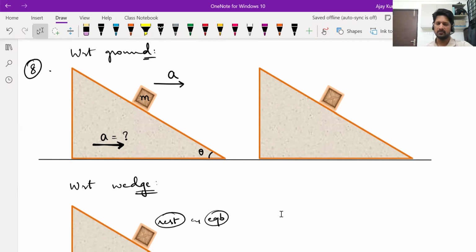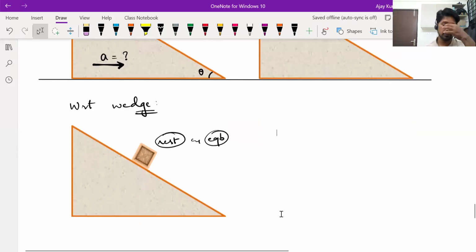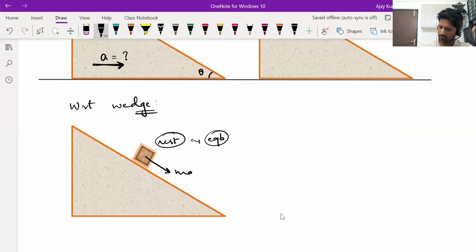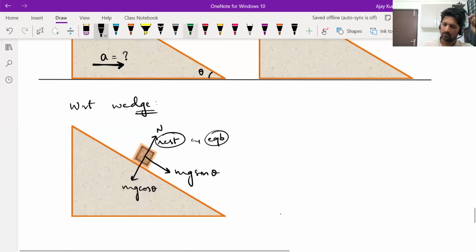Non-inertial reference frames. Non-inertial frame of reference. And when you analyze a situation from that kind of a frame of reference, what extra thing should you consider? Pseudo force, correct. So with respect to wedge, when you observe, the block's weight will be acting. So there will be mg sin theta, mg cos theta. There will be a normal force acting on it. We'll see how much that is, but there will be a normal force acting on it. Along with all these, you need to consider an additional force called the pseudo force because you are observing from a non-inertial frame of reference.